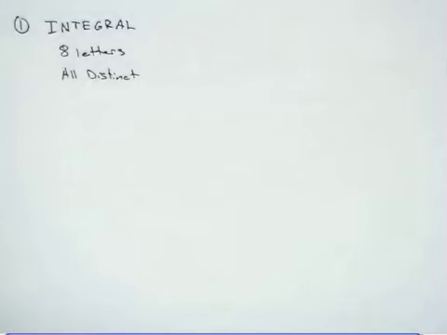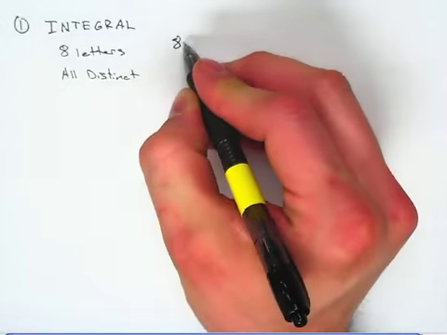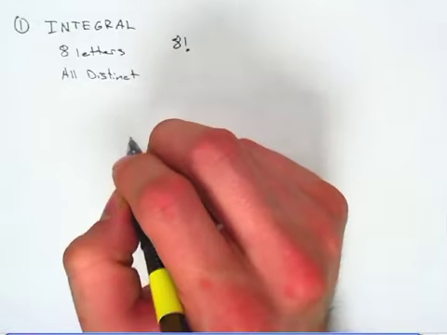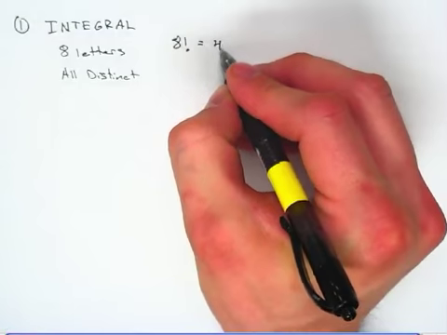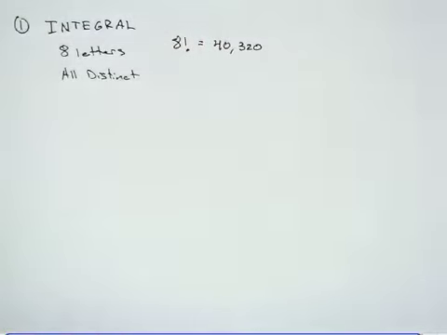Since they're all distinct, and there are 8 of them, the arrangements should be pretty straightforward. It's going to be 8 factorial, which if you do that on your calculator is 40,320 different arrangements. So that's number 1.